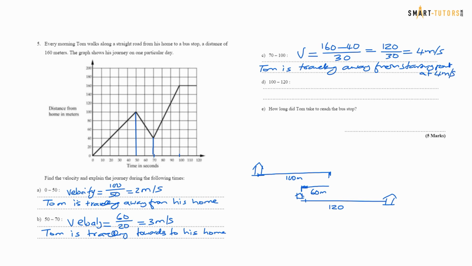So from 100 to 120, so velocity is what? Is 0. So what's happening? Tom is having a break or what? So he's going to the bus stop and Tom is waiting at the bus stop.